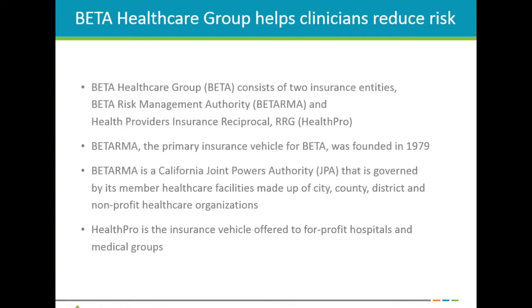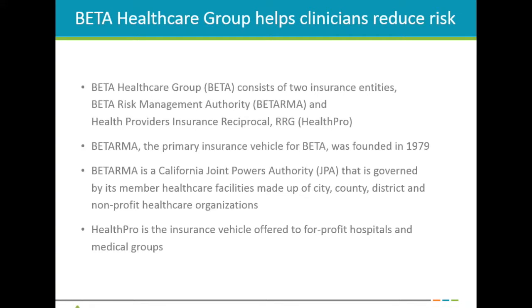So at that point, the board of directors decided it would be a great idea to create an opportunity for medical groups to join. And then as we've progressed, we've also had the opportunity for additional hospitals to join on the for-profit side. So my particular role is in the emergency department patient safety side.